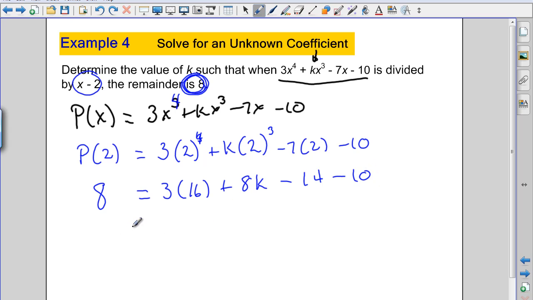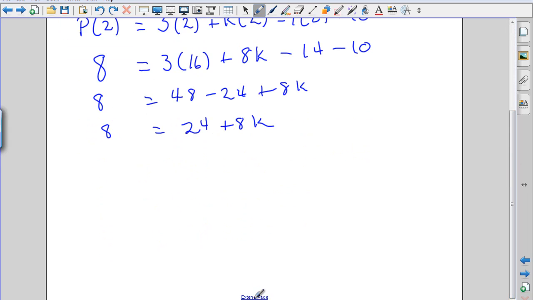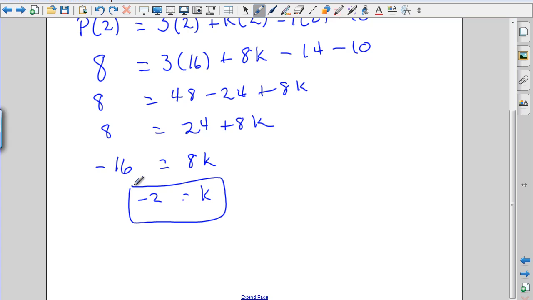I can now start collecting terms. 8 is equal to 48 minus 24 plus 8k. 8 is equal to 24 plus 8k. And if I bring it to the other side, I have negative 16 is equal to 8k, and k is equal to negative 2. And there we have the answer.